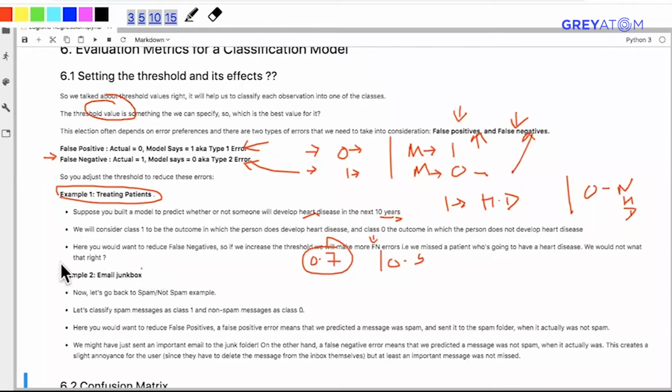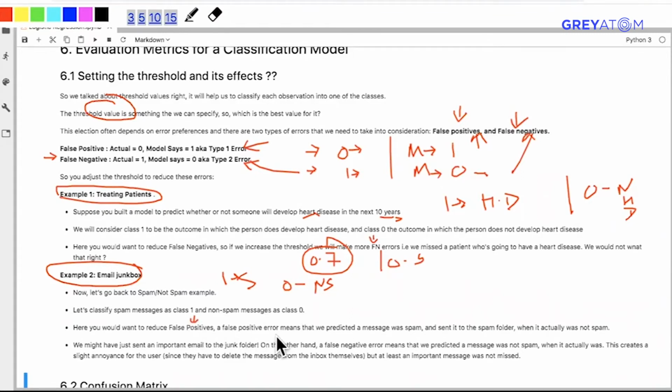Let's look at the second case right now. You remember the spam, not spam example? Class 1 is spam and class 0 is not spam. What kind of error would we want to reduce in this kind of scenario? Anyone want to try? Okay, someone answered. Girish, BDM, everyone says false positive. Rashmi says false positive. Yep. So in this scenario, we would want to reduce the false positive.